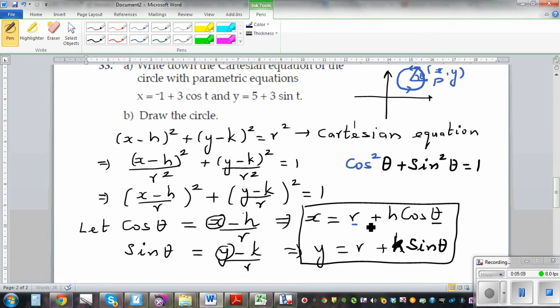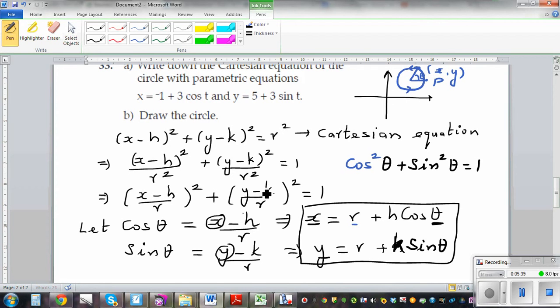Basically, h, k and r are constants. h and k are the center, and r is the radius. If you know the coordinates of the center and the radius, you can find the x and the y coordinate for a given theta. Let me repeat: what is changing is that x and y change as theta, the angle, changes.